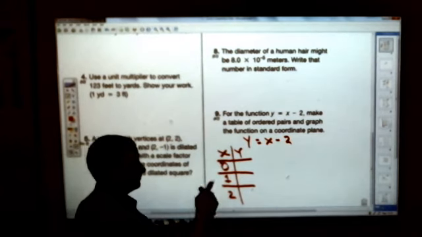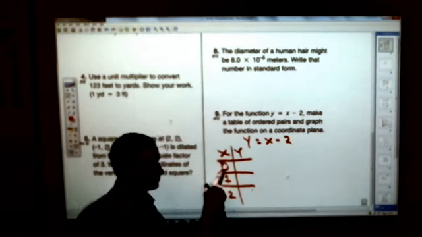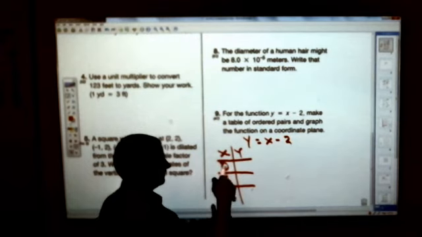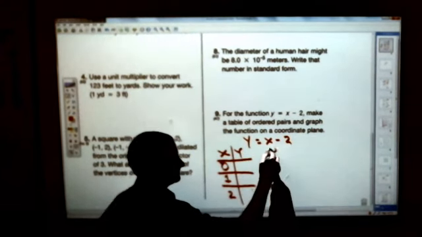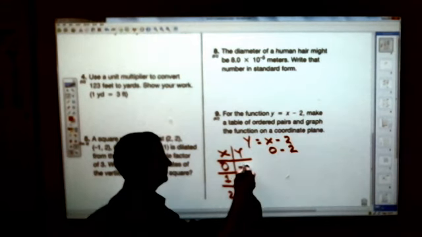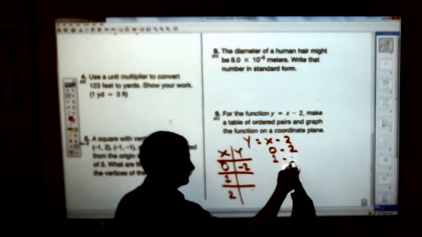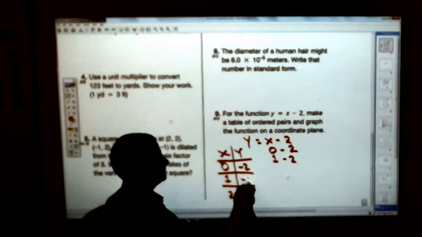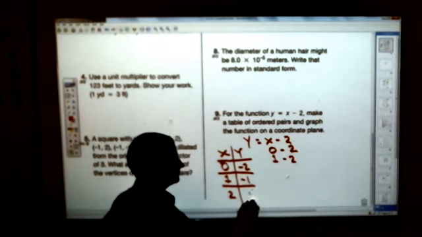Now here's what you have to do then. I would have picked bigger numbers so I don't have to deal with negatives, but we can do it here. I'm putting 0 in for x. So what is 0 minus 2? Negative 2. What is 1 minus 2? Negative 1. And what is 2 minus 2? That's an easy one, 0.